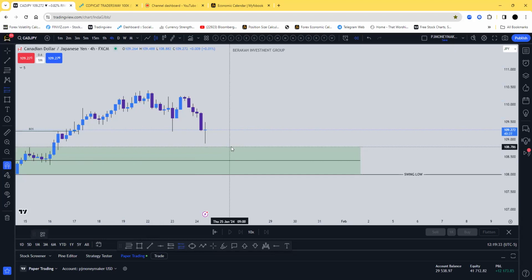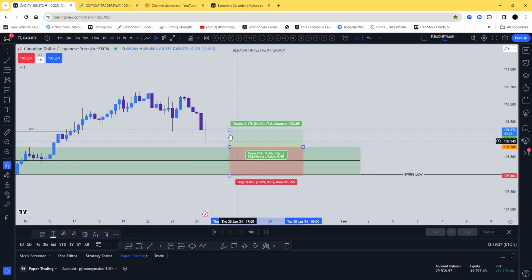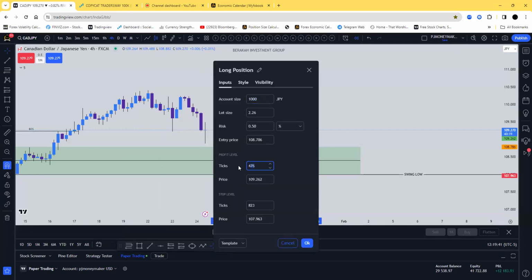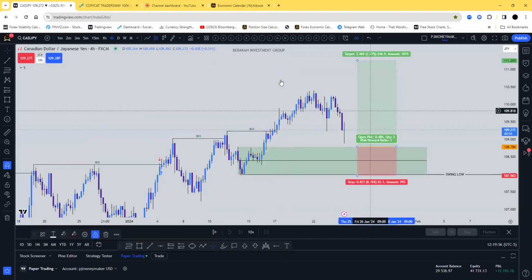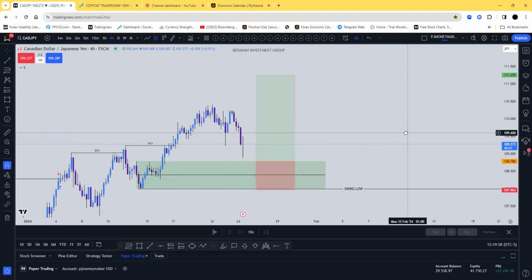How much is the stop going to be right here? 82, 30, 32, 30, 20, 823. 823 times 3 is 2469. 2469, boom, that's it. Don't trade, you wait for this. You got it?